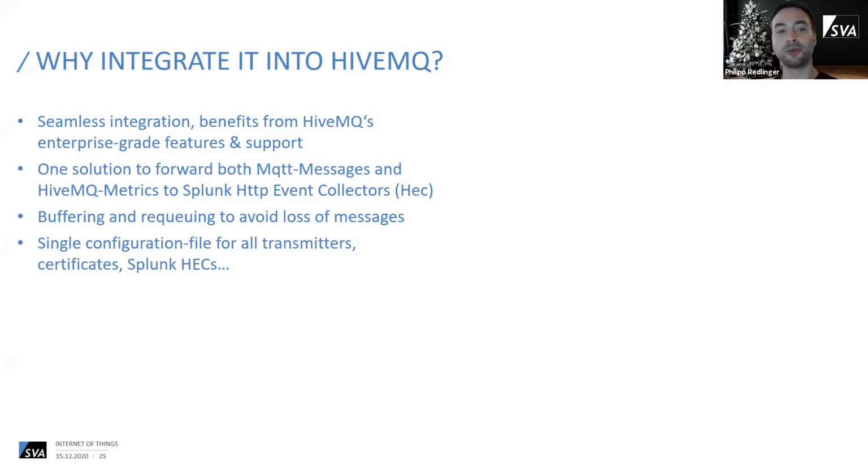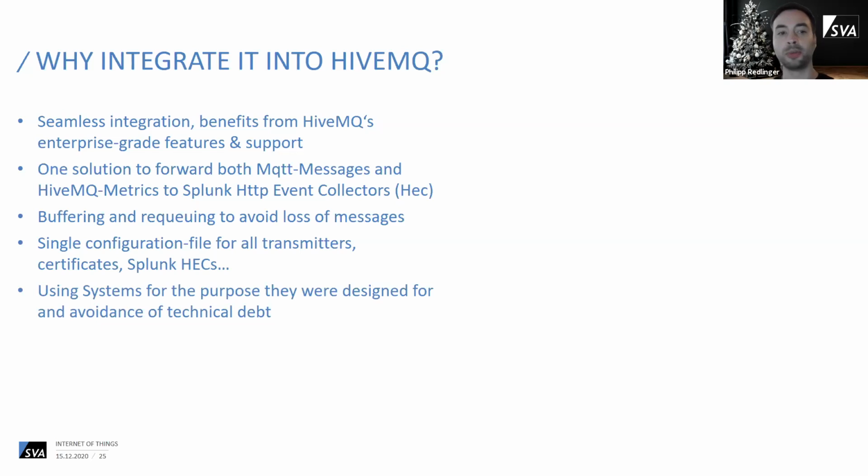You can also define SSL or TLS certificates in case you want to have strong encryption or client-side certificate authentication. Then you can do that also here within this configuration file. And of course, if you have multiple HTTP event collectors on the Splunk side, you can also set up the way they should be addressed exactly in that single file.